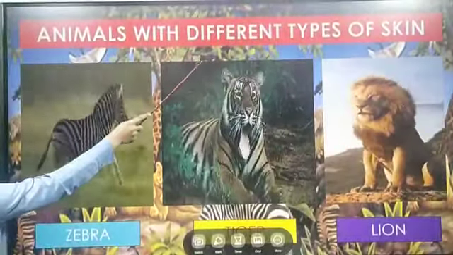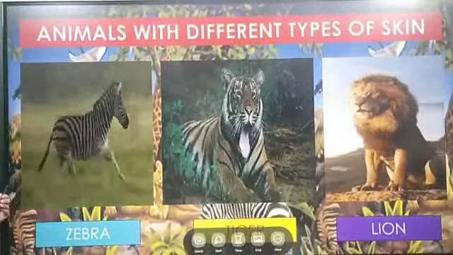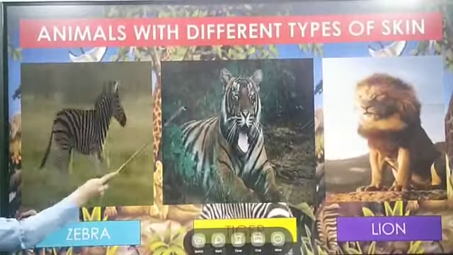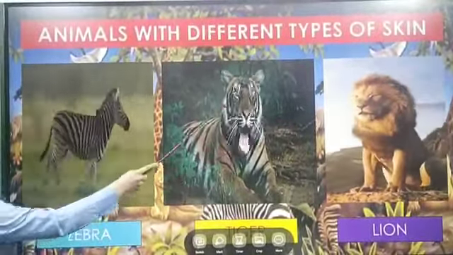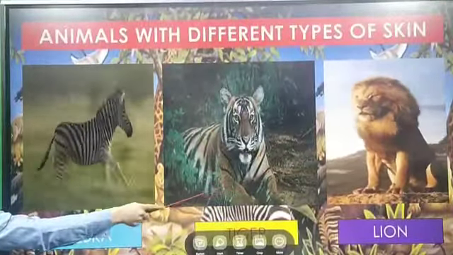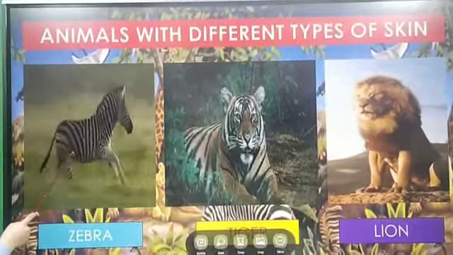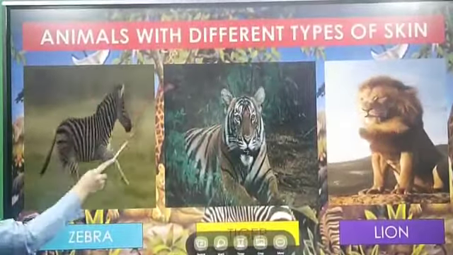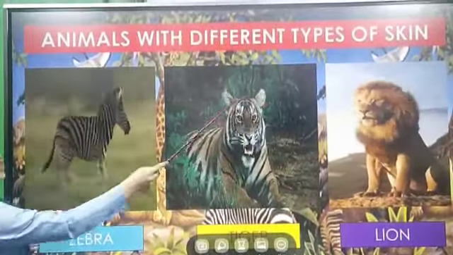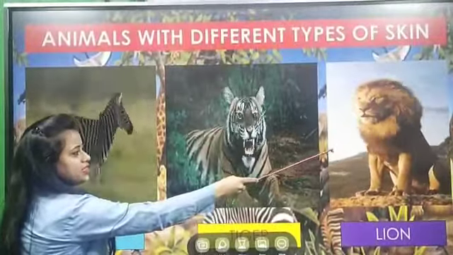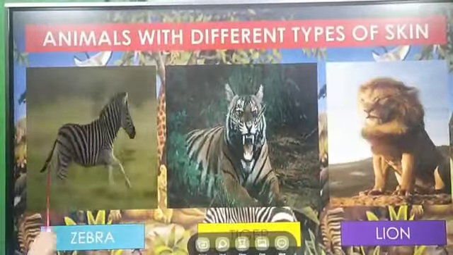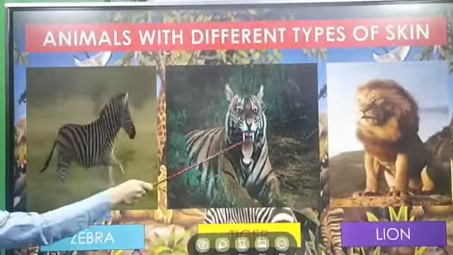Animals with different types of skin. Now, we all observe these animals. It is a zebra, it is a tiger, and it is a lion. Their bodies have different skin. On the zebra, we see lines, black and white. On the tiger, we see lines that are brown and black. In the lion's skin, we see it is brown in color with lots of hair on it. So, every animal has a different type of skin.